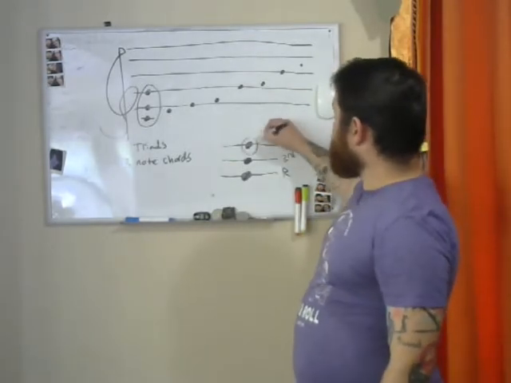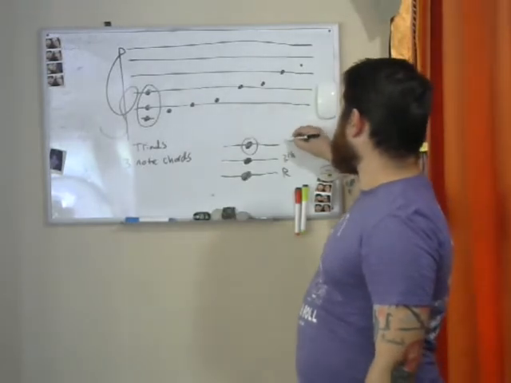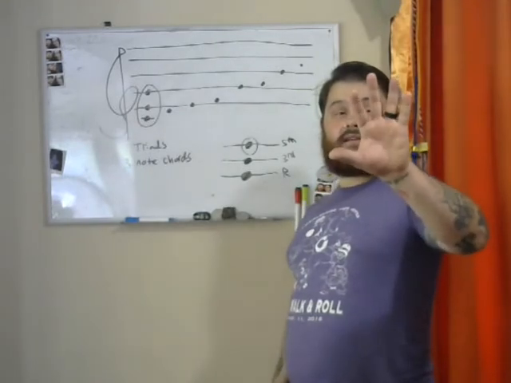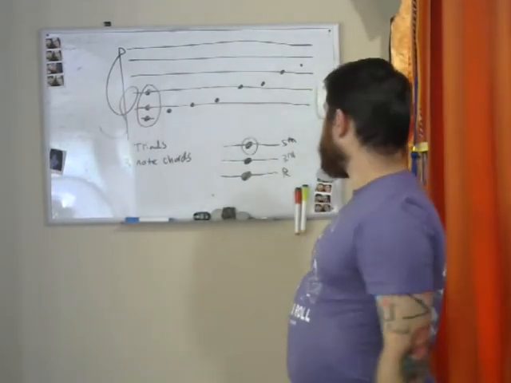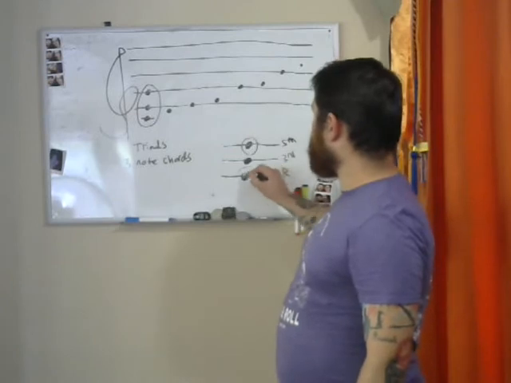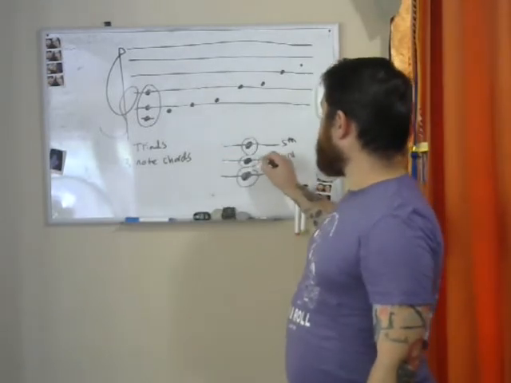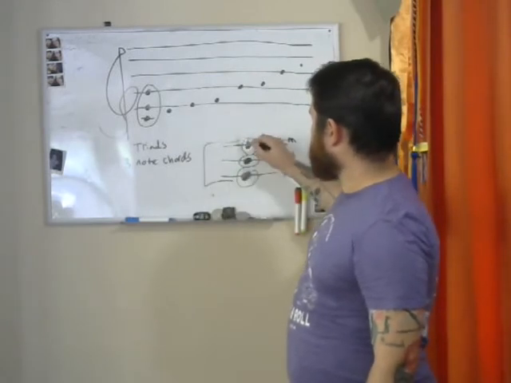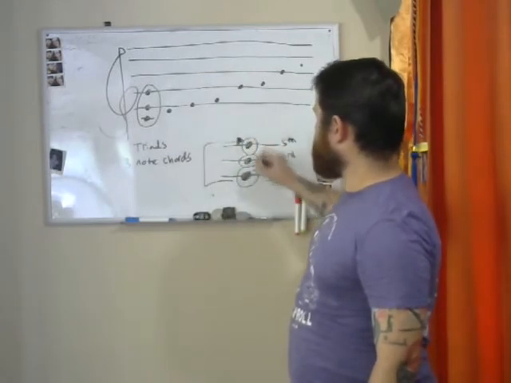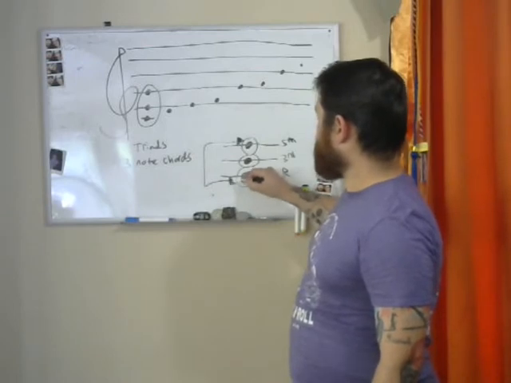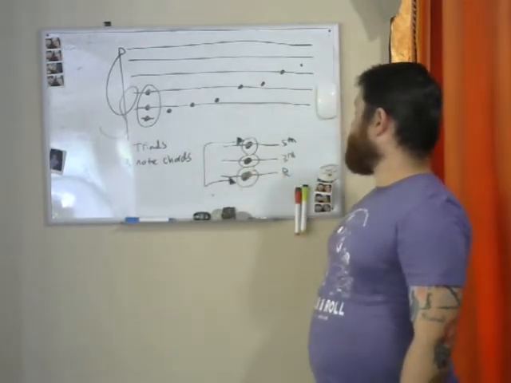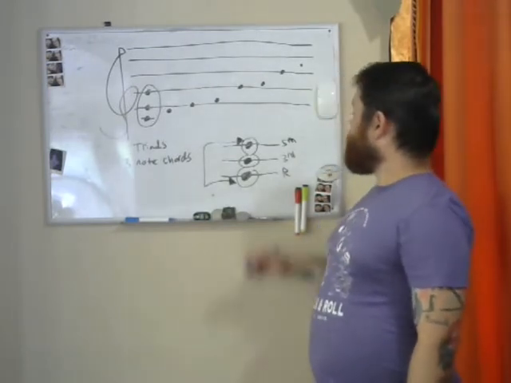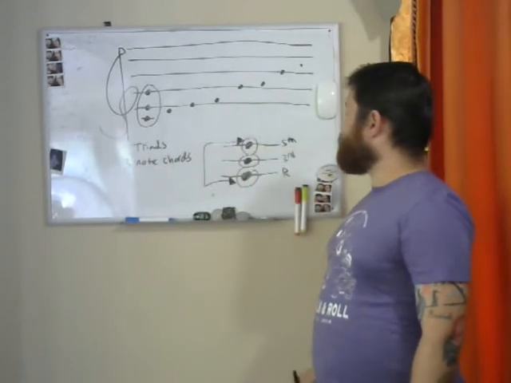And then the note on top is going to be our fifth. C to G is a fifth. C, D, E, F, G. So you have your root, which is the lowest note, your third, which is the second note, and your fifth, which is the third note, which is this relationship. Some kind of third, some kind of fifth, and a root. And that's how triads are built.